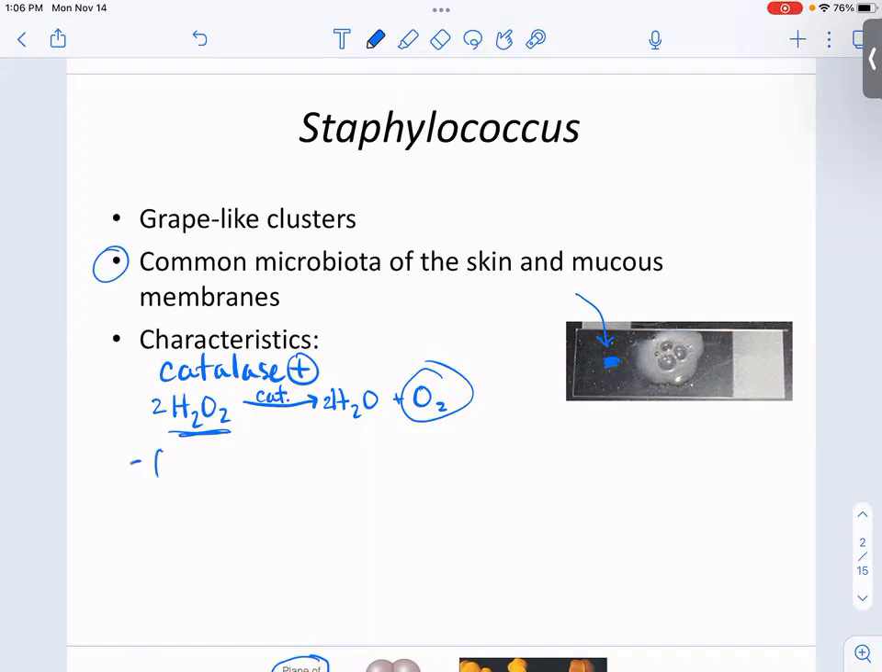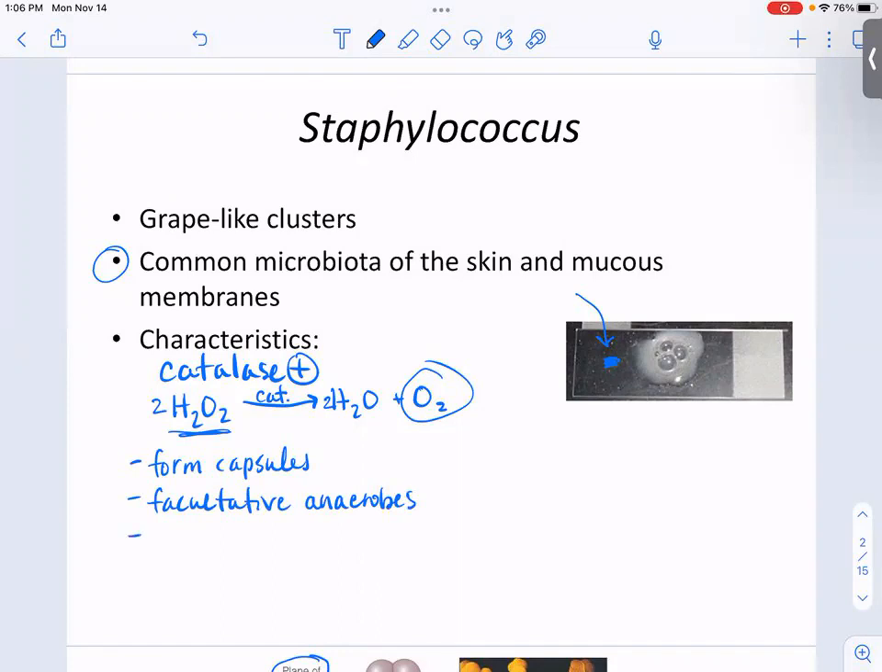Some of our staphs will form capsules or at least some kind of slime layer. We talked about how that's very common in the microbial world. Lots of bacteria will do that because there are so many advantages to the organism. They're pretty flexible in terms of their metabolism, facultative anaerobes.